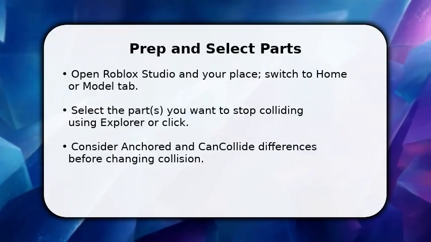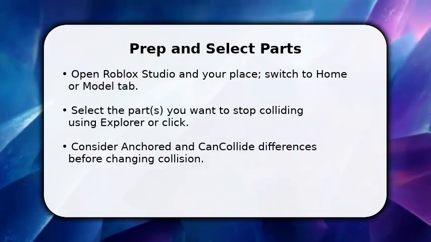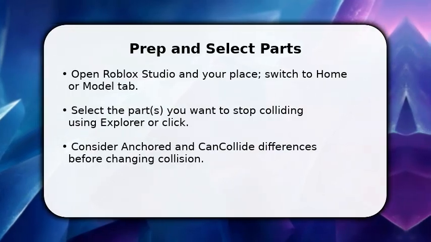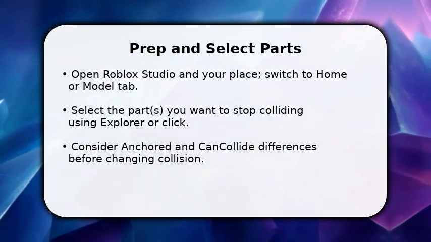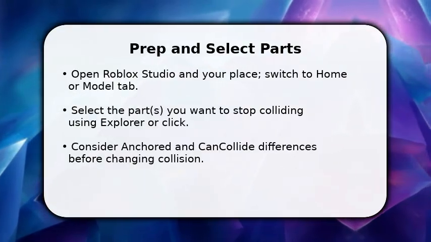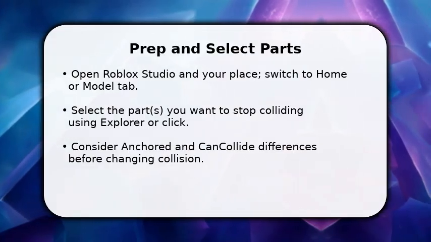You start by opening your place and selecting the part or group you want to modify. Make sure you're in the Model or Home tab so the Properties panel is visible. Once selected, inspect Anchored and Can Collide in Properties. You'll change Can Collide to Disable Physical Interaction. If it's a grouped model, ungroup or select child parts.